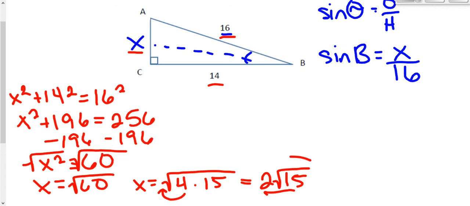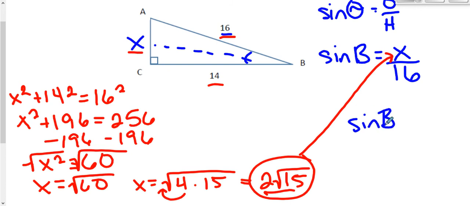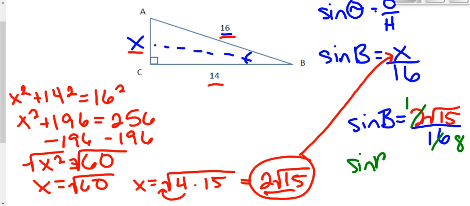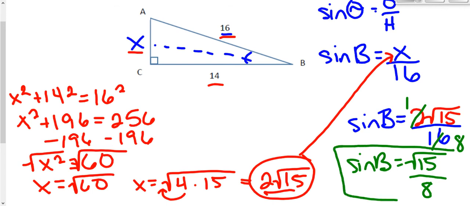So we're going to go ahead and plug this value in to this equation where we see x. So the sine of b is going to equal 2 times the root of 15 divided by 16. And all we have to do to finish this problem is just simplify this fraction. 2 and 16 have a GCF of 2. 2 divided by itself is 1. 16 divided by 2 is 8. So our final answer for the sine of b is going to be 1 times the root of 15, which is just root of 15, divided by 8. And that one's all done.